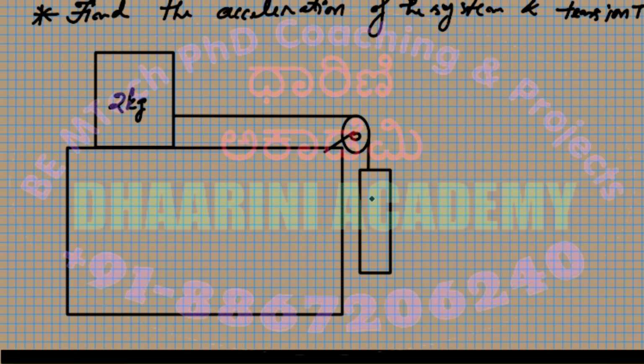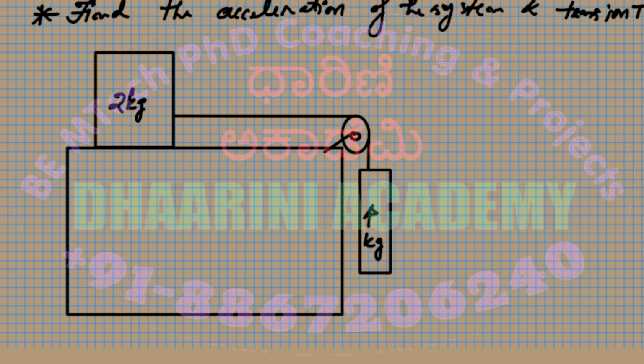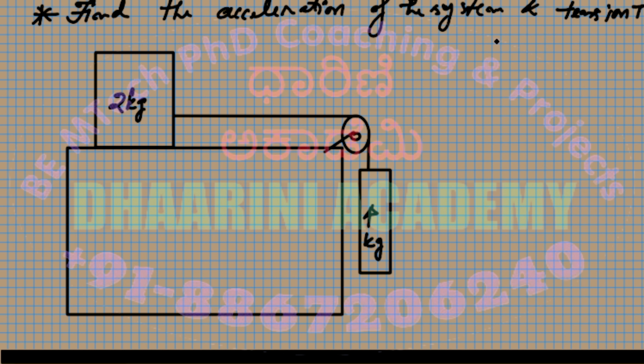This is 2 kg and say this is 4 kg. If required, you can take g as 10 meter per second square. This is the given data, and since nothing is mentioned about the surfaces, all the surfaces, wherever there is a contact, you can consider to be very smooth. You can neglect the friction.